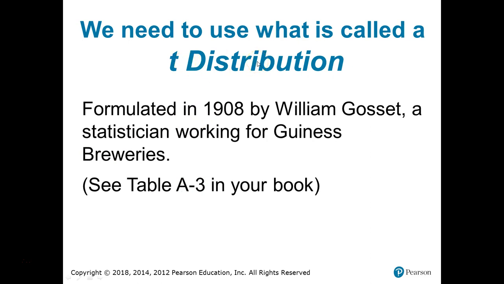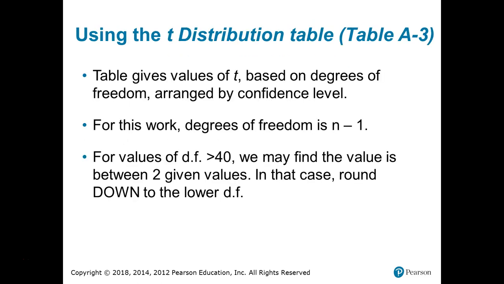Another thing to note is that William Gossett, when he was doing his work, went under the pseudonym Student. So sometimes you'll see the t distribution called a Student t distribution. That would be why. So, using the t distribution table in your book, the table gives values of t based on degrees of freedom. Degrees of freedom are related to how many samples you have, so your sample size. And it is arranged by confidence levels. If you're looking at it, you look at the top, and it will tell you what percentage it is based on what your alpha will be.